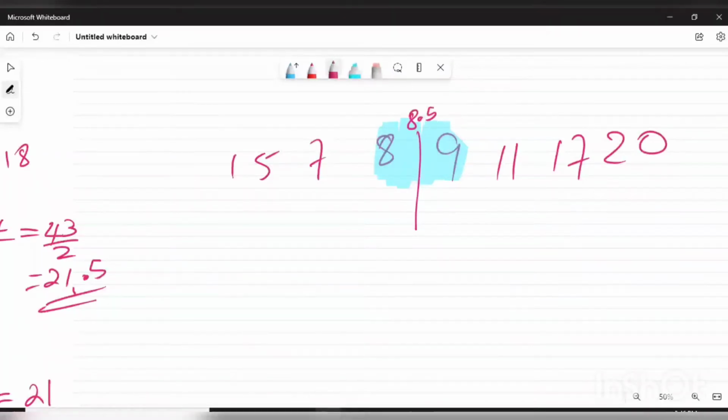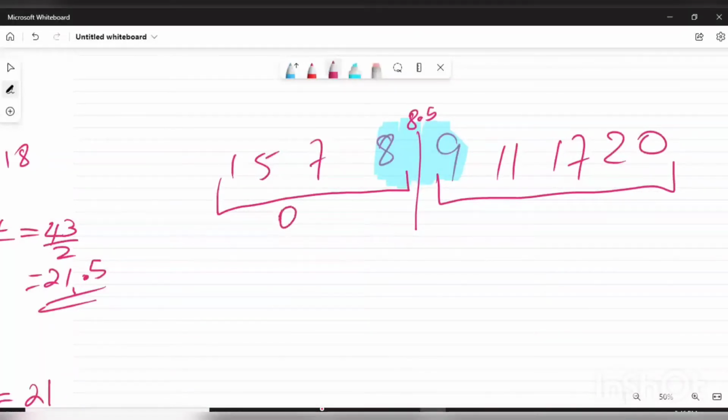Guys? Yes, sir. So then what you'll have now is a lower half and an upper half. You need to find the middle of the lower half to get Q1. Find the middle of the upper half to get Q3.